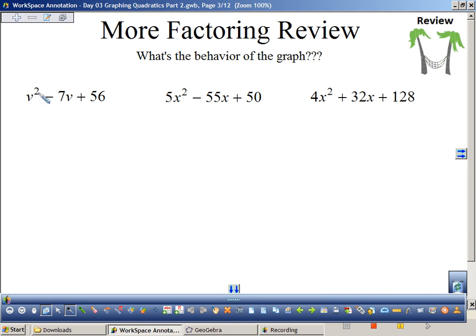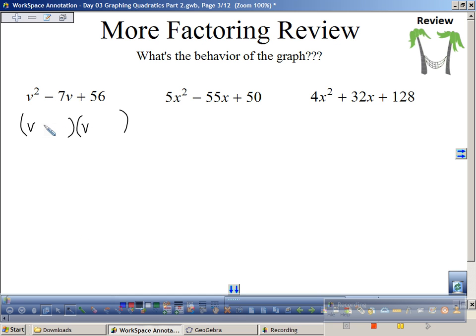Excellent. More factoring review. So as I factor this one, I know I have a v and v. If this is a positive, what do both of these signs have to be, because this is a negative? They both have to be negative, no matter what. So what two numbers, when I multiply, I get 56?